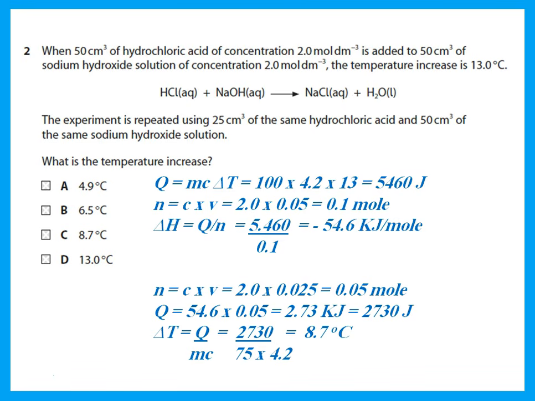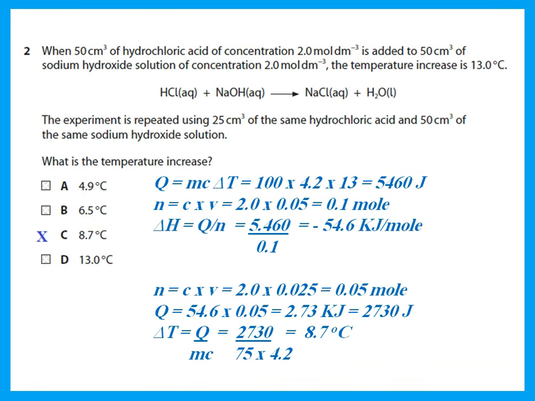So delta T will be Q over MC, the Q that I just calculated, over the mass. Now he has 25 centimeter cubed of acid and 50 centimeter cubed of the base. So the total mass of the solution is 75 times 4.2. That gives me a temperature change of 8.7.